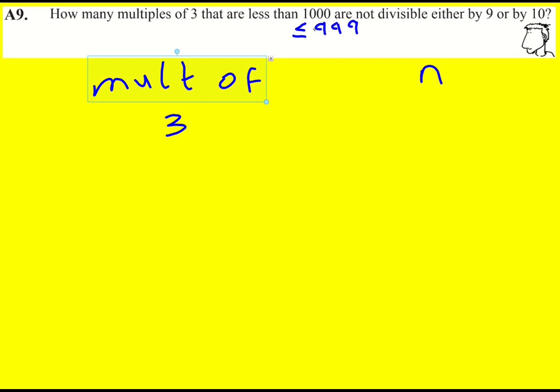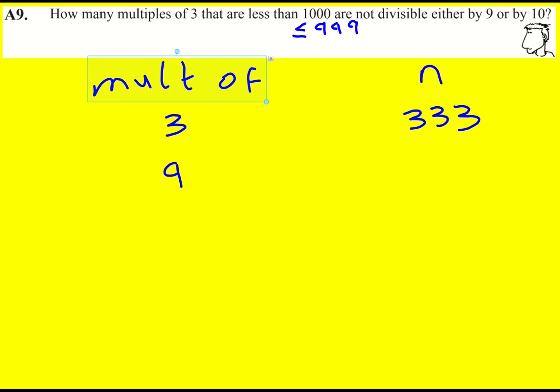Well, every third number is going to be a multiple of 3, so we can do 999 divided by 3 to give 333. Good. Now I just need to subtract all the ones that are multiples of 9 as well, and multiples of 10 as well. So let's first of all look at the multiples of 9.